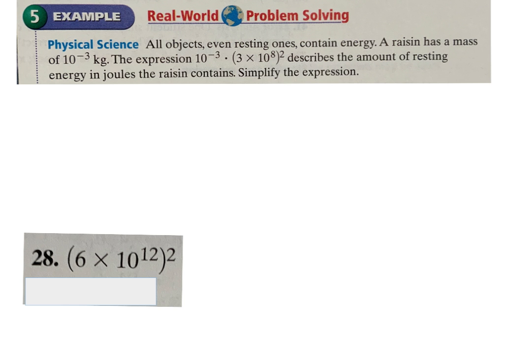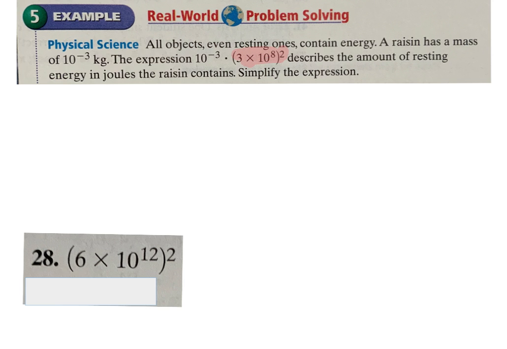Look at the last example. And then I don't like the one they gave you, so I pulled one from the book. All objects, even resting ones, contain energy. A raisin has a mass of 10 to the -3 kilograms. The expression 10 to the -3 times 3 times 10 to the 8th to the 2nd power describes the amount of resting energy in joules the raisin contains. Simplify the expression.